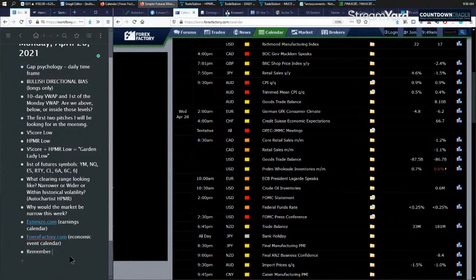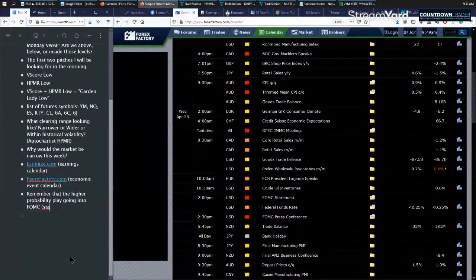However, remember that the higher probability play going into FOMC, it doesn't matter if it's a statement, meeting, or speech, the higher probability play is to be bullish. Be bullish before the event. All bets are off after, but to be bullish before the event, especially the session immediately before. So for us, that's going to be Tuesday this week.